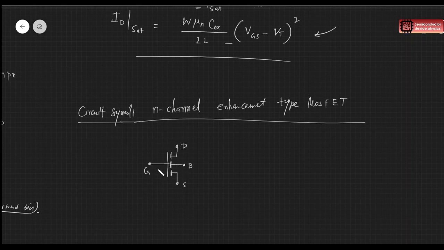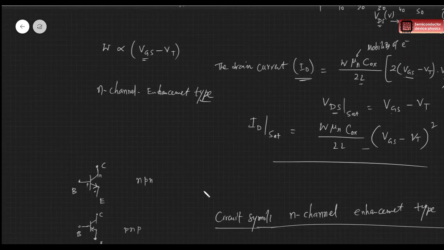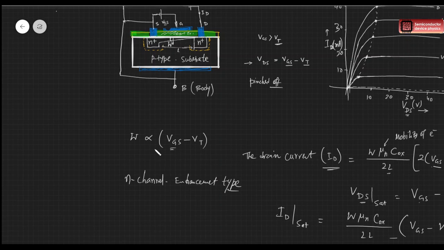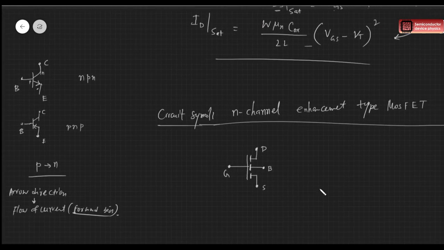So we generally draw the arrow from P to N, right? So in this enhancement, N channel MOSFET, if you see, the body is P type and the gate will become N type, right? When we bias it. So this will become N type. Body is P, gate is N. So obviously the arrow direction is P to N this way, right?